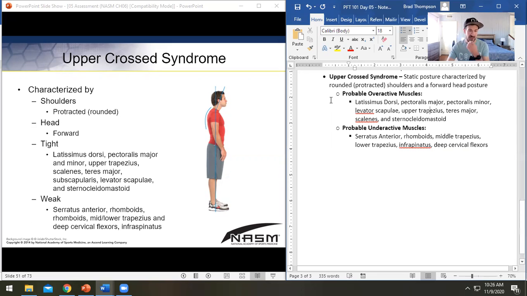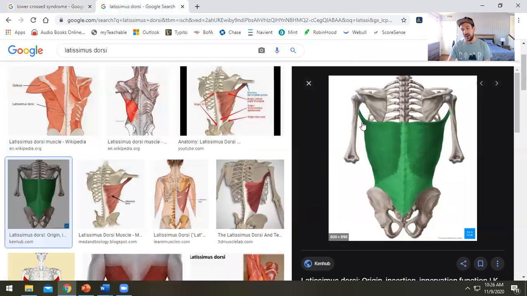So three things can cause this, and it's very easy to do. The biggest one, the most common, is going to be your lats. Going back to that lat, this muscle here is in charge of pulling your arms down like this. That's shoulder adduction. It's also in charge of pulling your arms back like this. That's shoulder extension. And one of the biggest things that it does is that it rotates your palms this way.